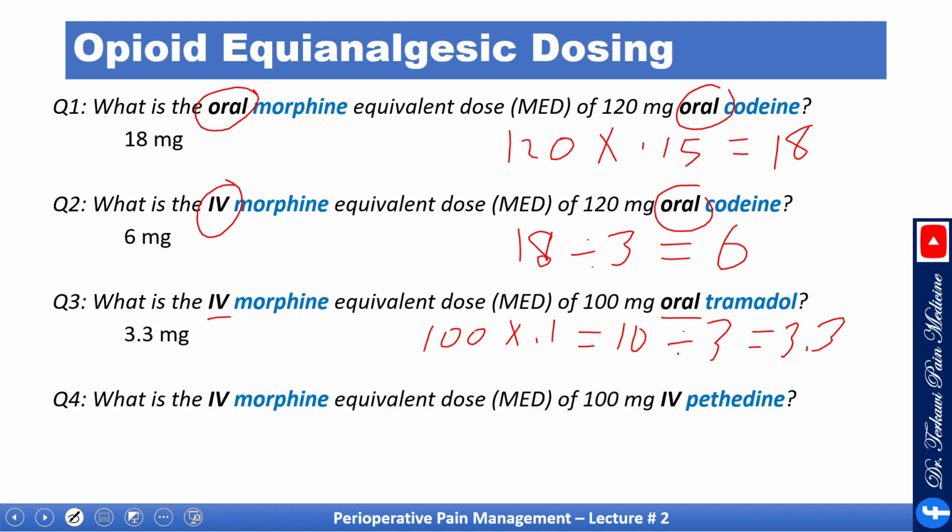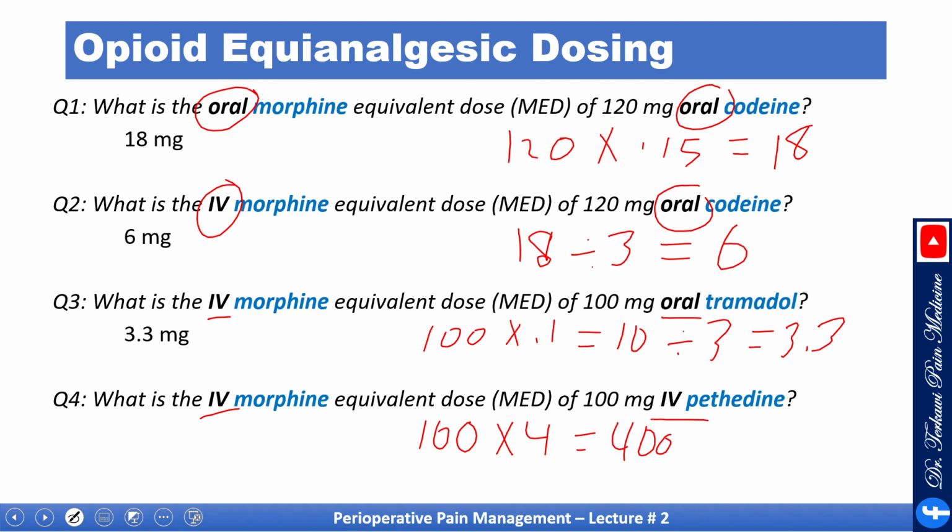What is the IV morphine equivalent of 100 milligram IV pethidine? Okay, so the first step, IV to PO. IV pethidine to PO. So that's 100. To convert it to PO, multiply by 4. That's 400 milligram of oral pethidine or meperidine.